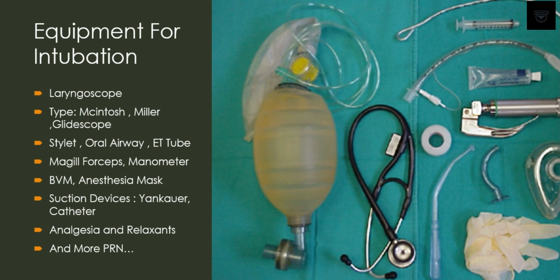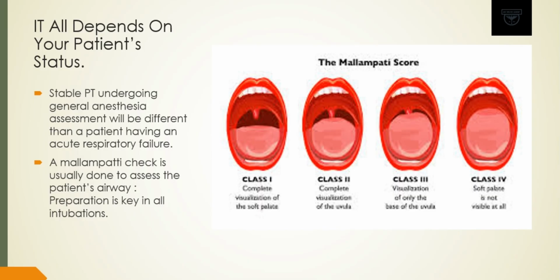You have something called a stylet, oral airway, ET tube, Magill forceps, manometer, bag valve mask, anesthesia mask. Some people call it different names. Suction devices. You got the Yankauer, the suction catheter. Obviously, you're going to need analgesia and relaxants and other equipment as needed.